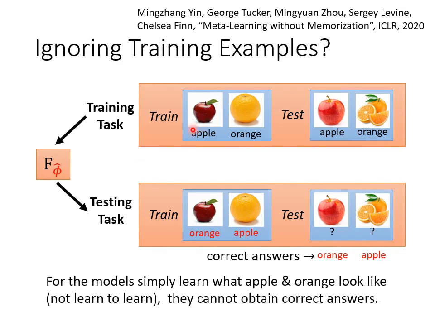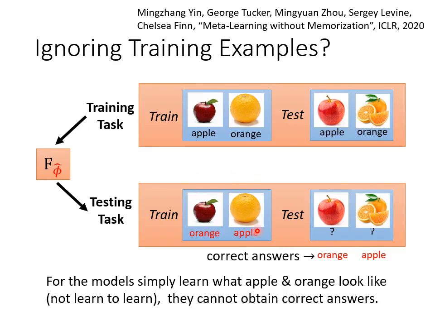If the model simply learned how apple and orange look like in the training task, and it does not really learn how to learn, it does not really learn a better algorithm, then it cannot obtain the correct answer. It will ignore the training example and just say that, oh, based on what we have learned in the training task, this is apple, this is an orange, and this is the wrong answer. Because the training example is different. You have to obtain the classification result based on the training example. So this should be orange.